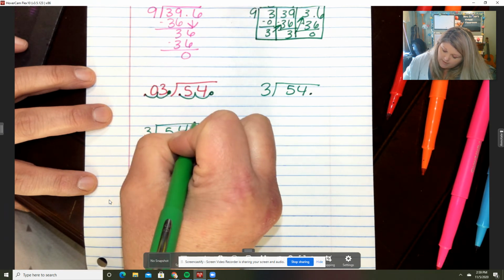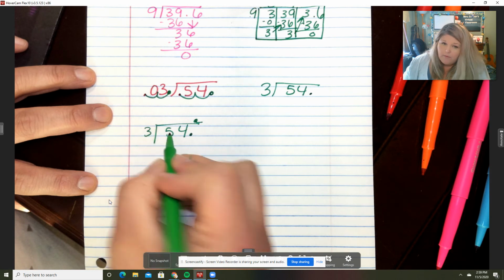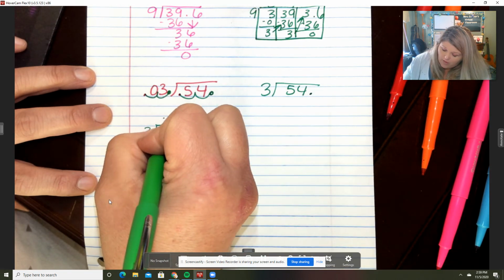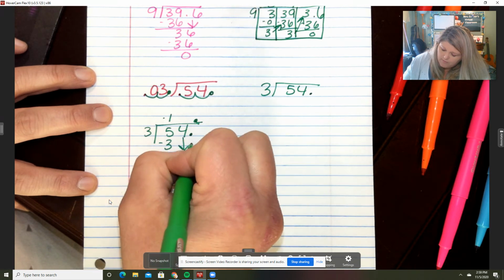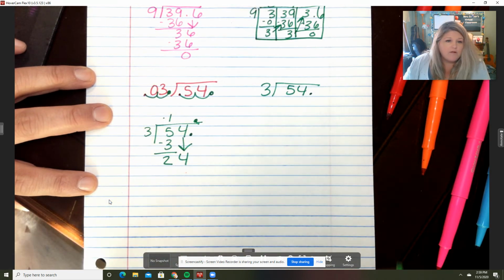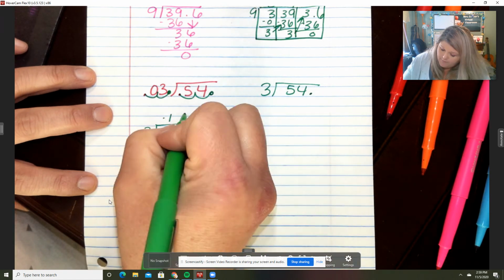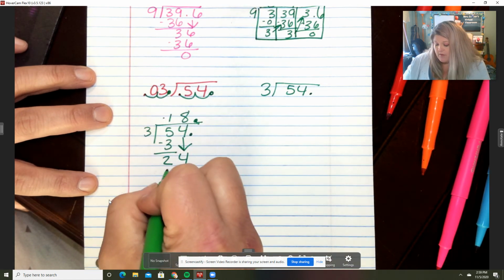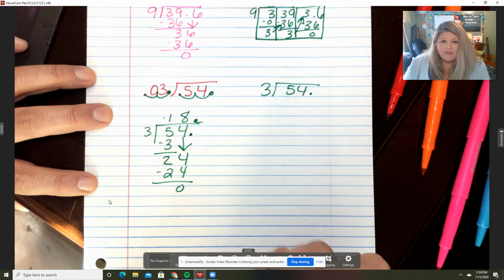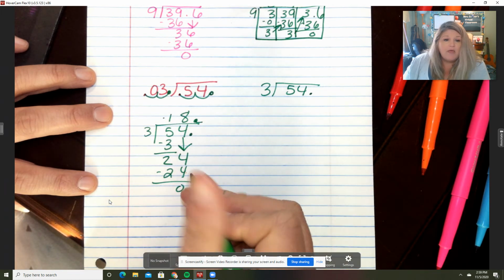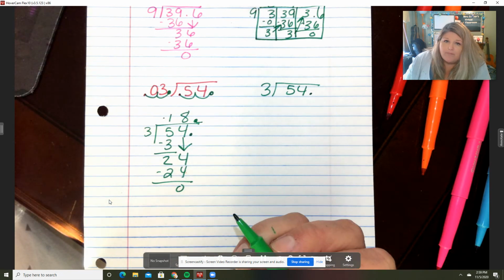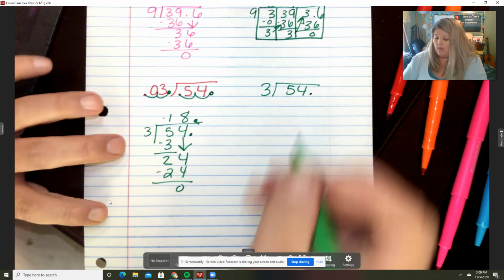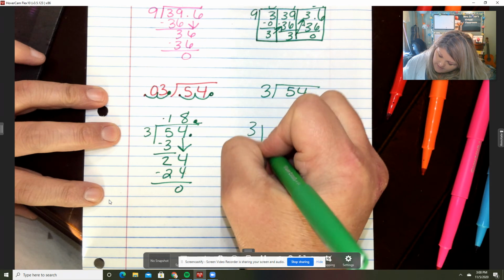Bring up my decimal. 3 will go into 5 one time. 1 times 3 is 3, and that is 2. Bring down my 4. 3 will go into 24. 8 times 3 is 24, and that is 0. And again, I have 0. If I had a number here, you would just add a 0 and bring it down. Okay. All right, so let's make our box real quick.